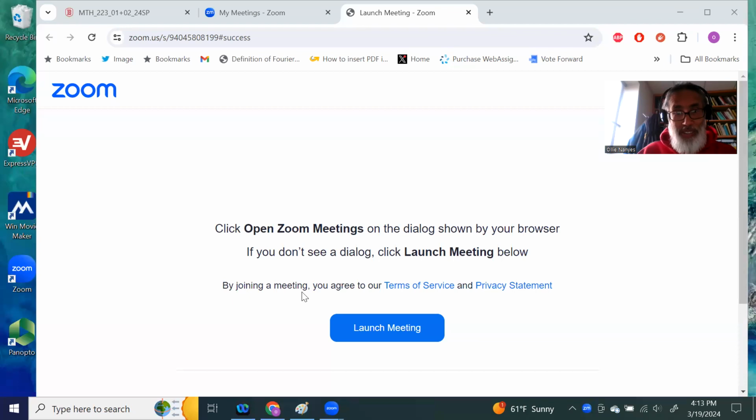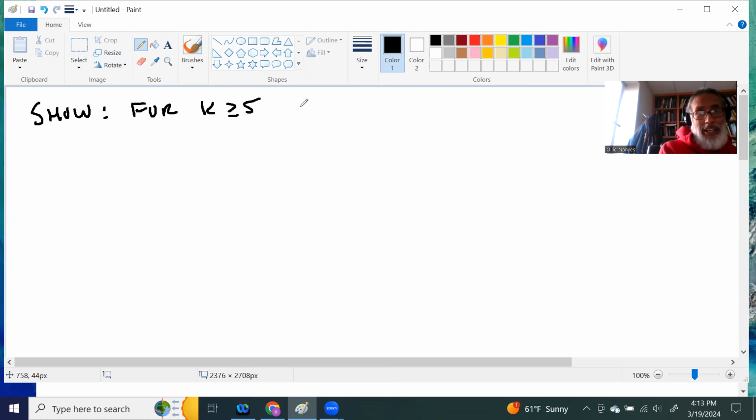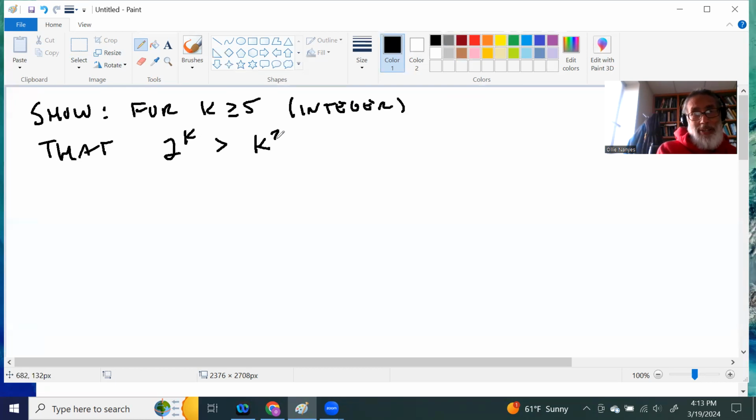So let's get going here. Let's just start off with what we want to ultimately show. We want to show that for k greater than or equal to 5 and an integer, 2 to the k is greater than k squared.